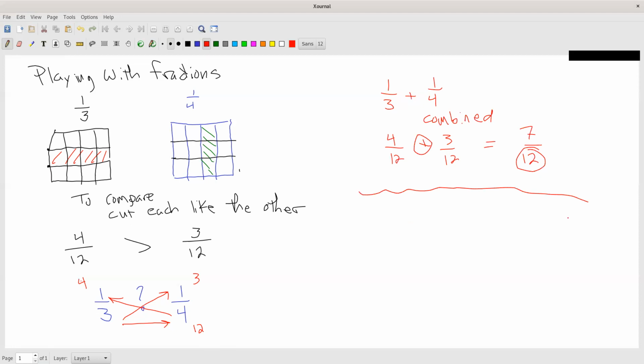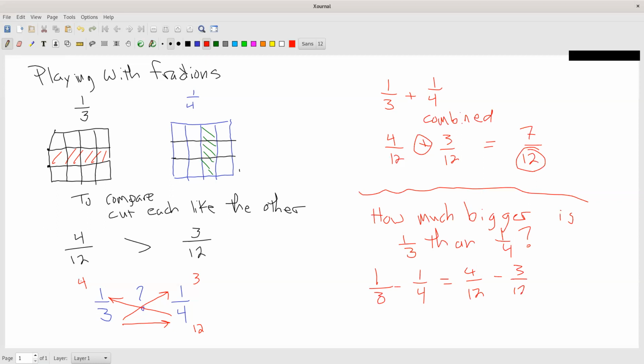A subtraction is a comparison. So if somebody asked how much bigger is 1/3 than 1/4, well, that's the subtraction problem. What is 1/3 minus 1/4? Well, we know that 1/3 is 4/12, and we know that 1/4 is 3/12. And we're just talking about 12ths here. 4 of them minus 3 of them leaves me 1 of them. And I can pretty clearly see that in the picture.